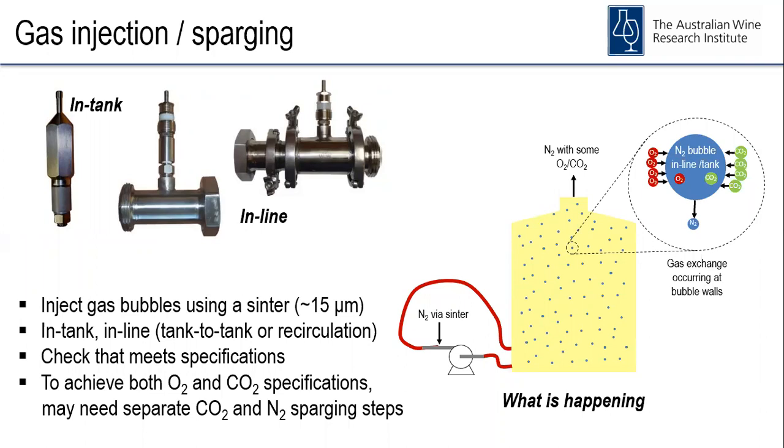So in this example, we're sparging using nitrogen, but similar principles apply if you're sparging with carbon dioxide. The difference is that there's likely to be more dissolution of carbon dioxide bubbles into the wine because carbon dioxide, as we've talked about, is much more soluble in wine than nitrogen.